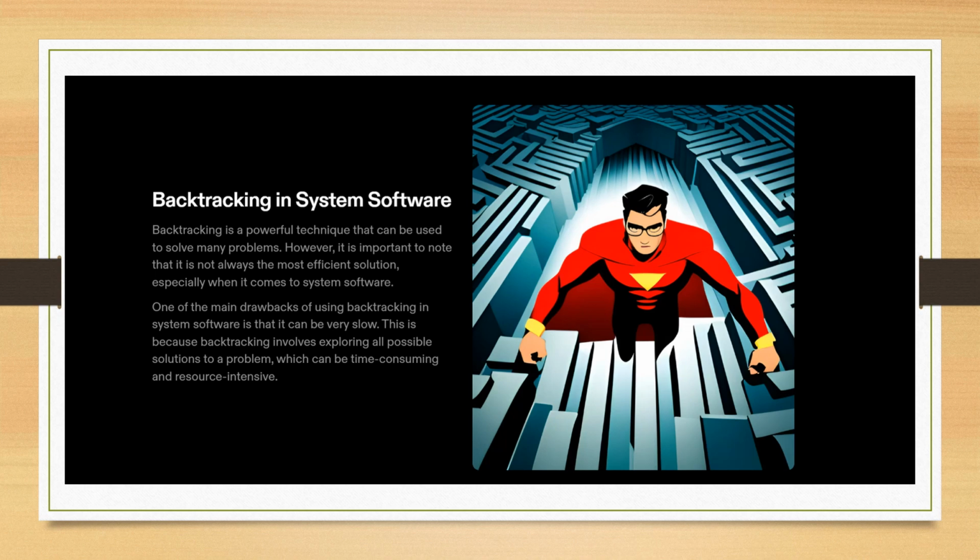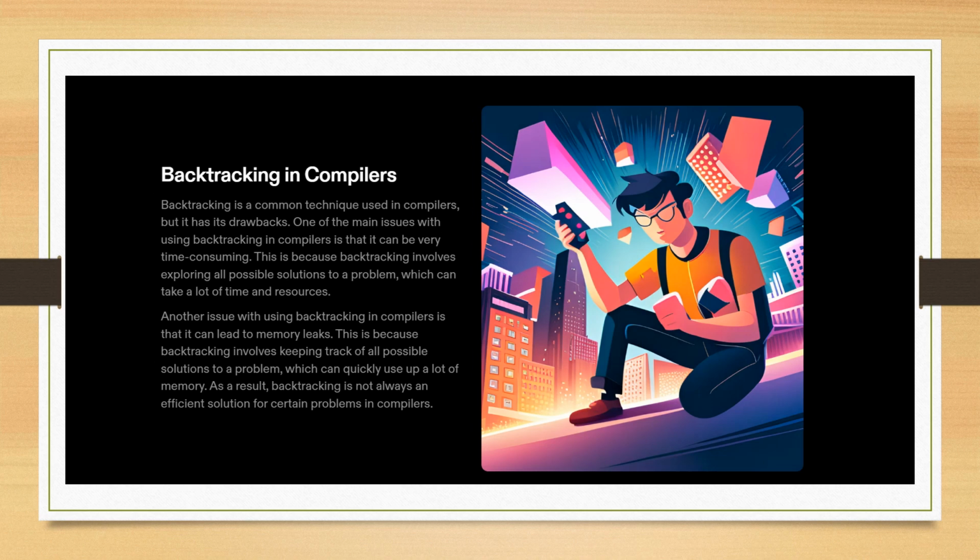So let's discuss backtracking in system software. Backtracking is a powerful technique that can be used to solve many problems. However, it is important to note that it is not always the most efficient solution, especially when it comes to system software. One of the main drawbacks of using backtracking in system software is that it can be very slow. This is because backtracking involves exploring all possible solutions of a problem, which can be time consuming and resource intensive.